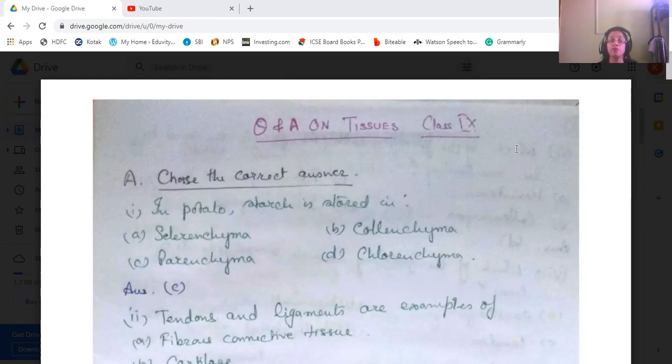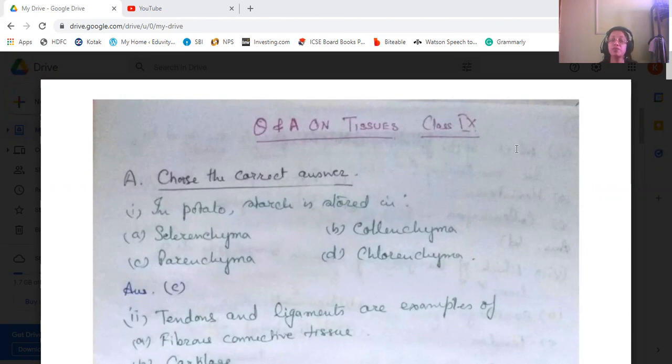Okay, so I'm starting with the first one, choose the correct answer, in which the first question is, in potato, starch is stored in the four options are sclerenchyma, collenchyma, parenchyma, and chlorenchyma. So starch is stored in parenchyma tissues.